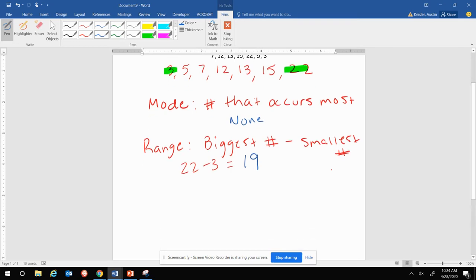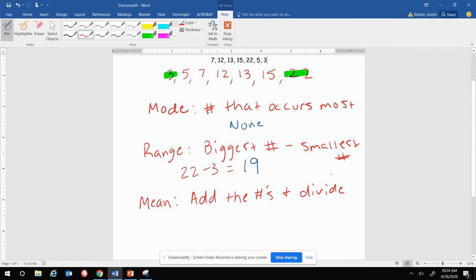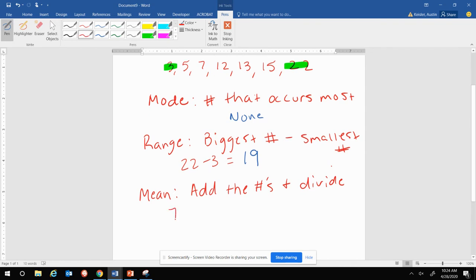The mean is the average. That's the one where you add the numbers and divide by the total number of numbers that you added. So if I want to do that, just to save us a little time, I will tell you I've already added all of these numbers up, and I got 77 as my sum of those numbers. If I count, I have 1, 2, 3, 4, 5, 6, 7 numbers, and I know 77 divided by 7 is 11. So the average of that number set would be 11.